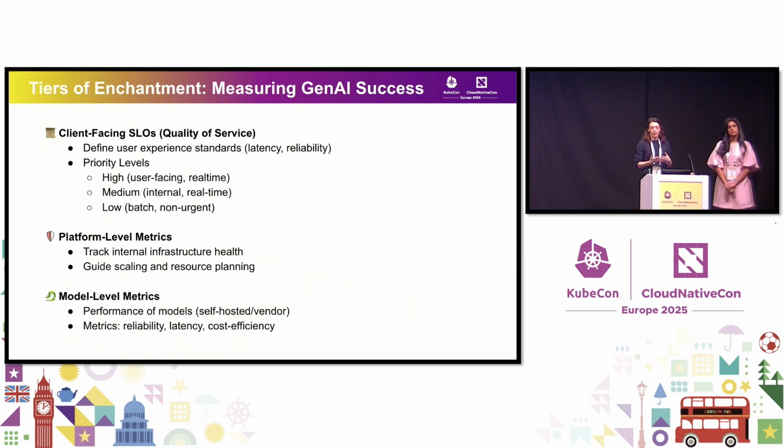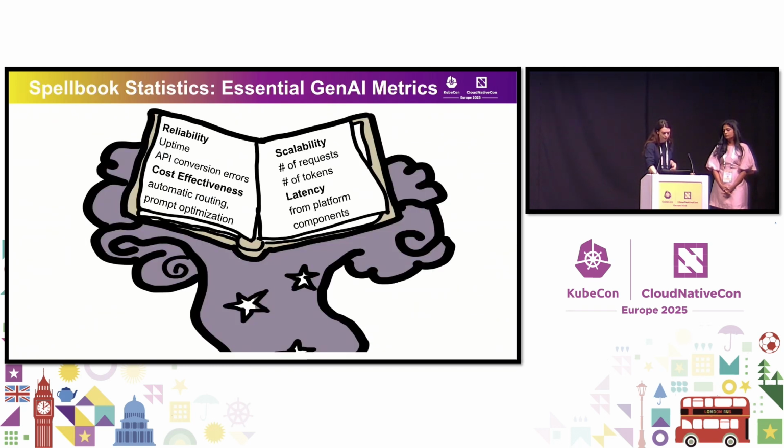Then, to help us with these, we have platform-level metrics. So we track our infrastructure health at each environment. And then we also use these to guide our scaling and resource planning. Lastly, we have model-level metrics which help us. So we want to know the performance of the models, self-hosted or vendor. And then we want to use certain metrics for determining the reliability, latency, and cost efficiency of our platform.